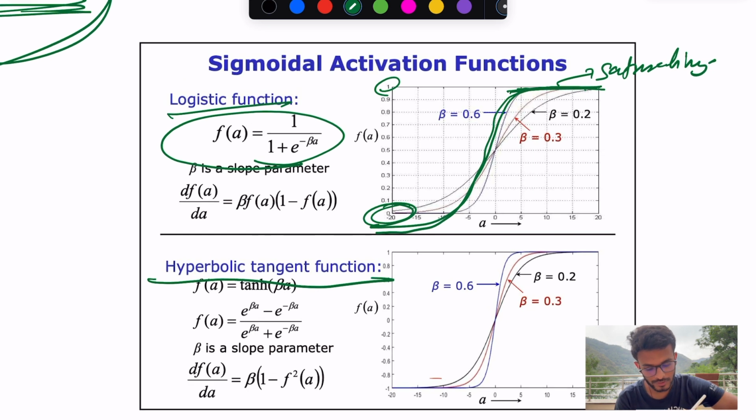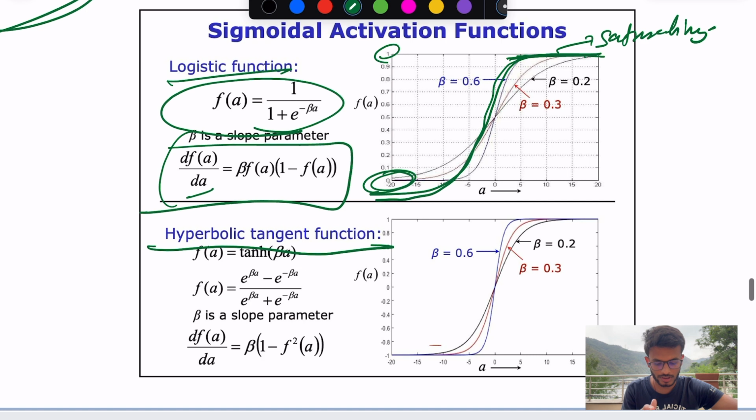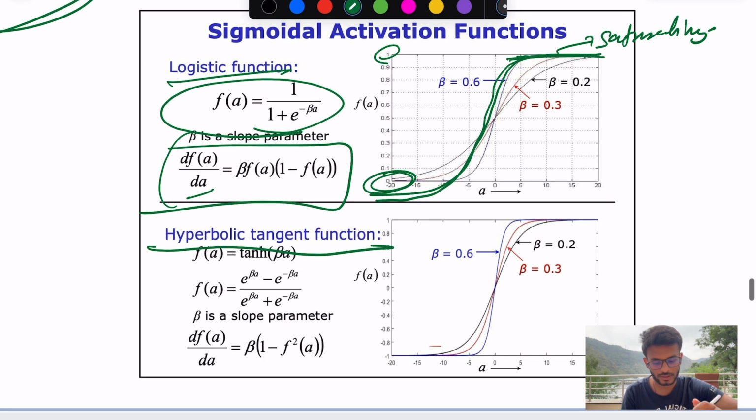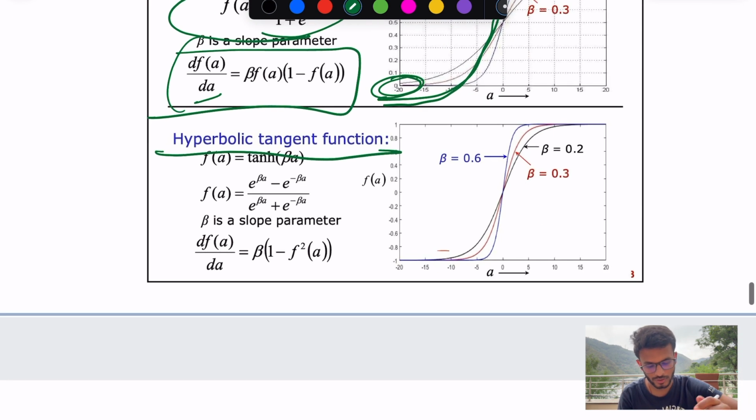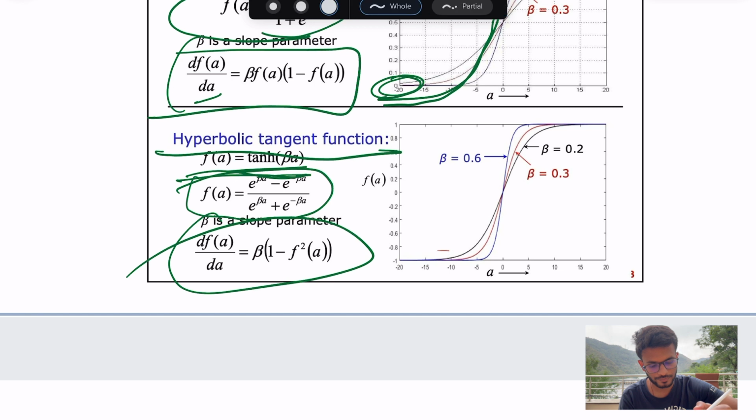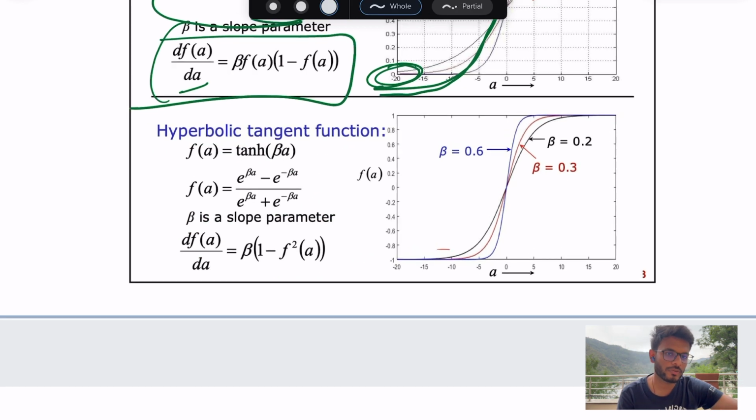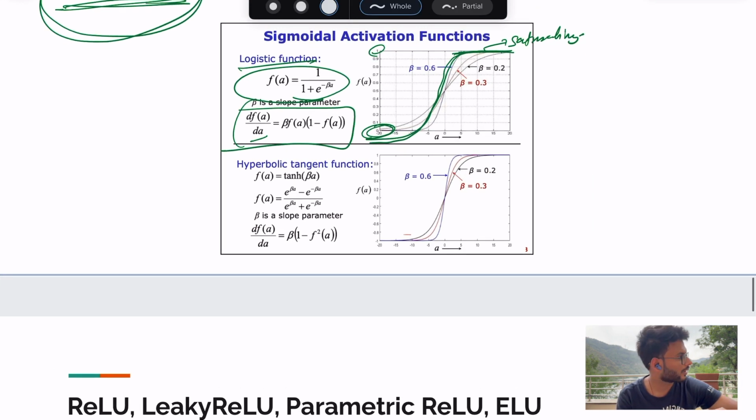So this is the differentiation. This will be used when we try to implement backpropagation. So this is the differentiation of f of x. I guess it's pretty simple. Then again f of a is equal to tanh x, and this is its differentiation. These differentiation parts will be very important when we implement the backpropagation algorithm.